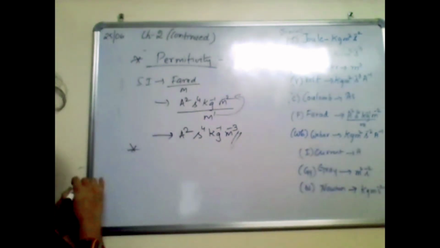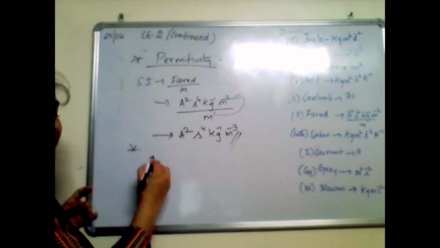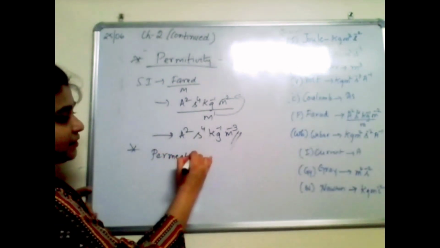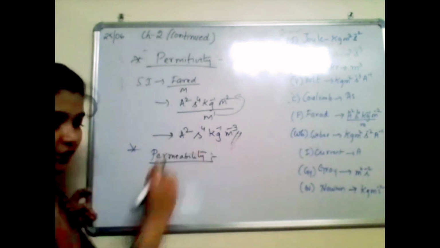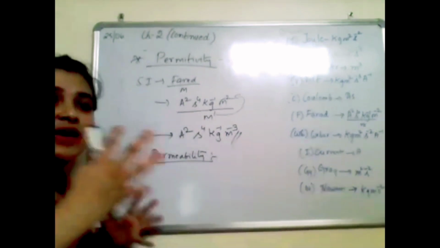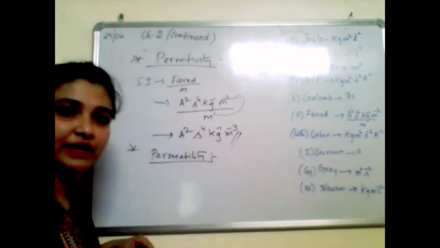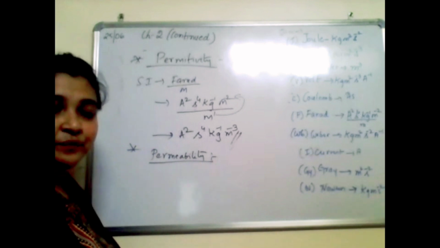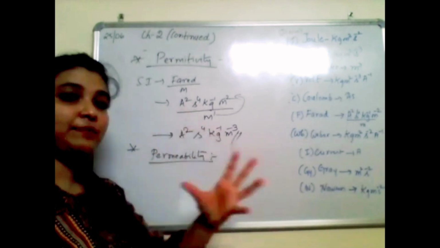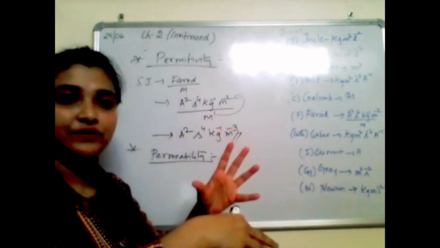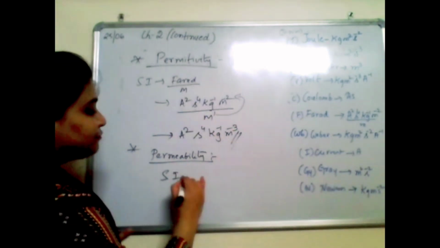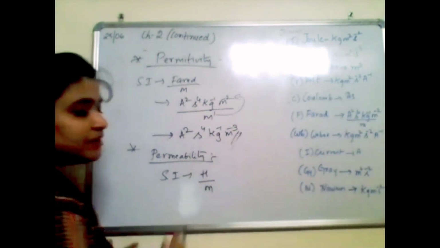Next concept that we will study is permeability. What is permeability? Able to be penetrated. How able it is for some substance to be penetrated, or pass through, especially a liquid or a gas. That is called permeability. How able a substance is such that anything can get penetrated into it. That is given by Henry per meter. The SI unit of permeability is Henry per meter.